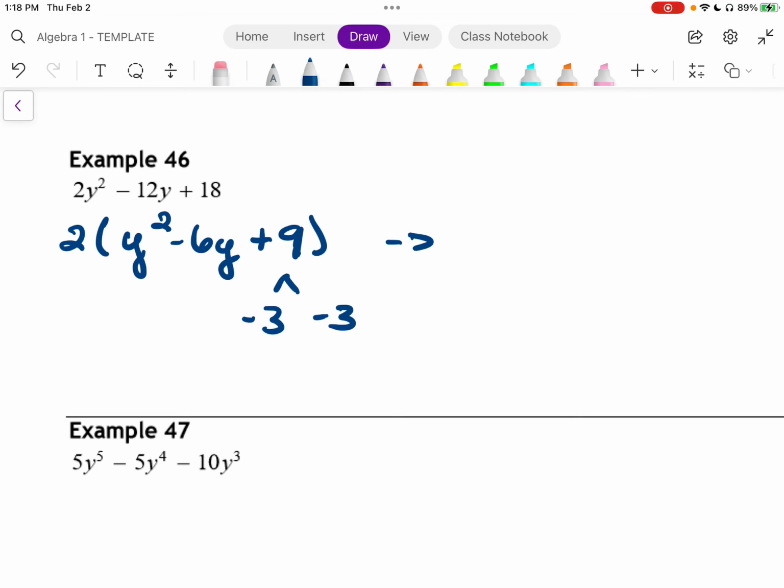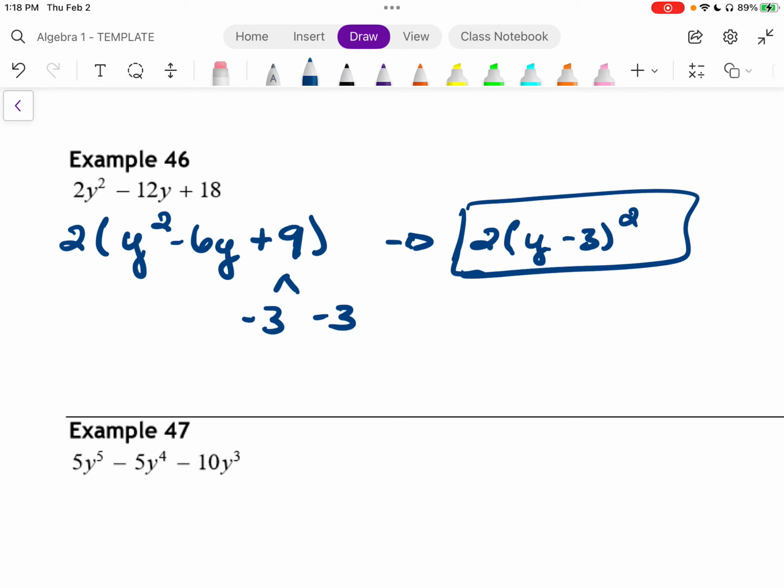So now I'm breaking this apart. I'm going to have my 2 out front. And then it's going to break apart to be 2 negative 3. So I'm going to write this as y minus 3 squared. And that's going to be my answer.